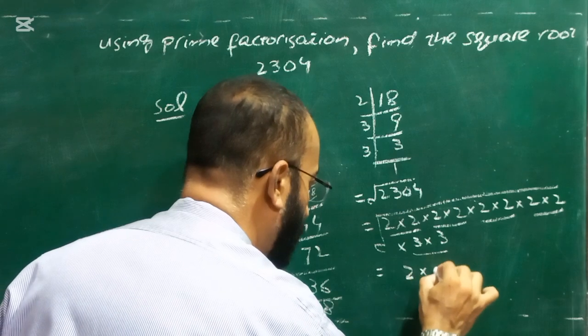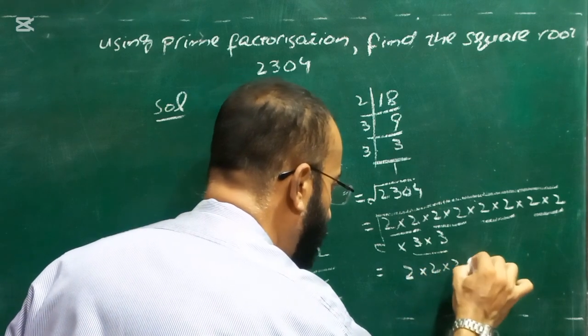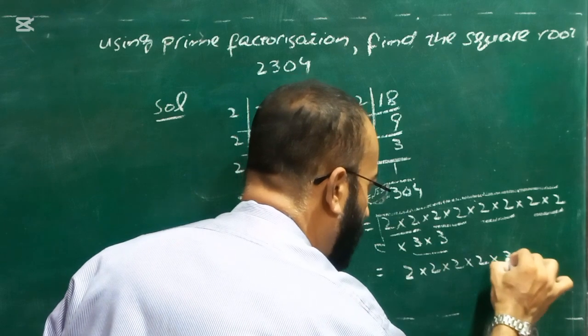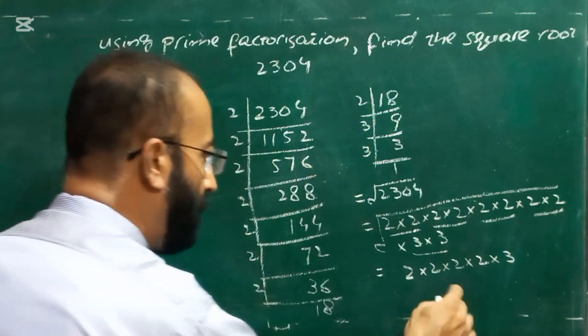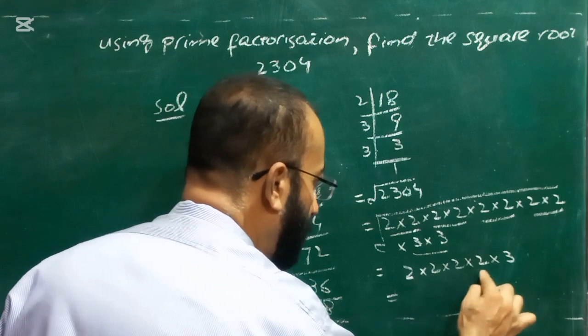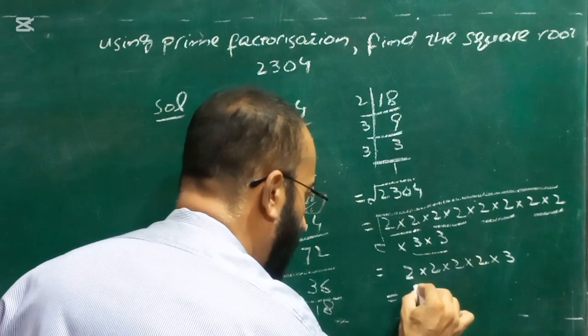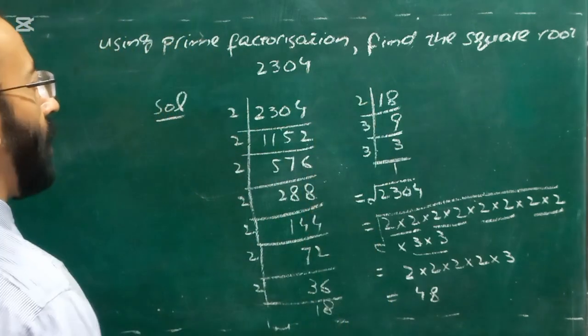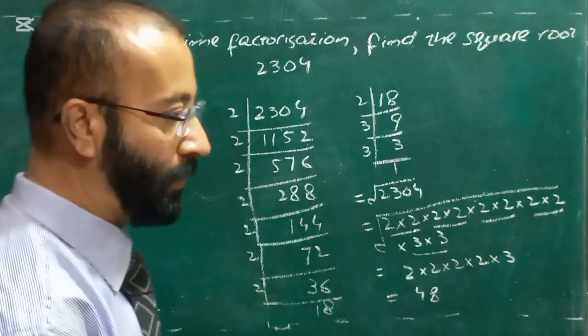So it means 4 times 2 will come out. And one pair of 3s is there, so one 3 will come out. After multiplying, that will be the answer. 2 2s are 4, 4 2s are 8, 8 2s are 16, and 16 3s are 48. So this is the square root of this number.